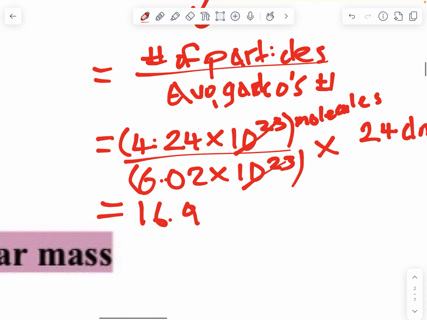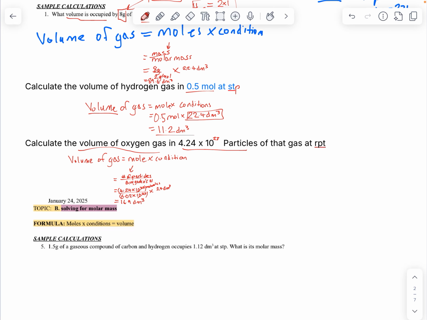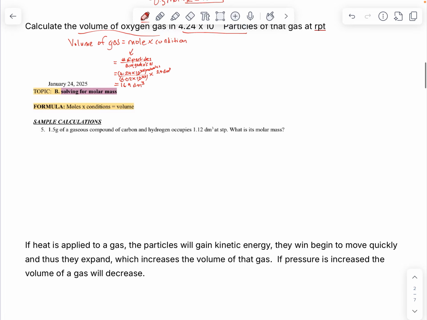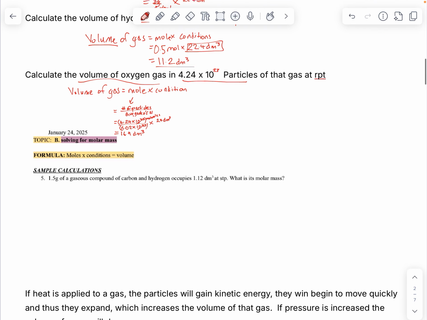Volume of a gas, once again, unit is going to be dm cubed. Awesome. I hope that gave a little bit of understanding. I have two more calculations that I'm going to do, and then we're going to try some on our own. All right, so let us go.